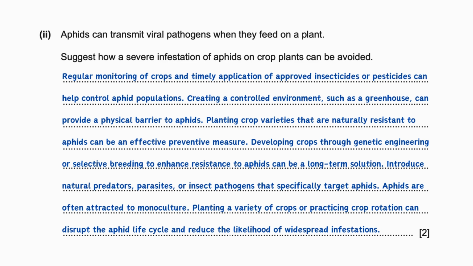Introduce natural predators, parasites, or insect pathogens that specifically target aphids. Aphids are often attracted to monoculture. Planting a variety of crops or practicing crop rotation can disrupt the aphid life cycle and reduce the likelihood of widespread infestations.